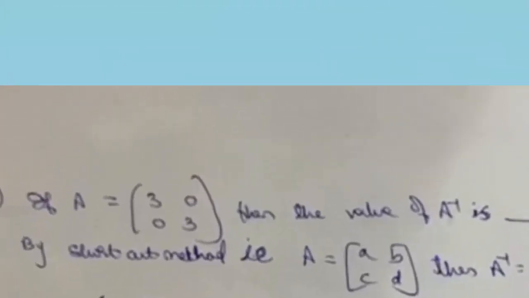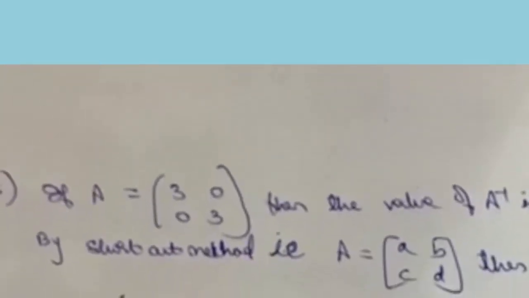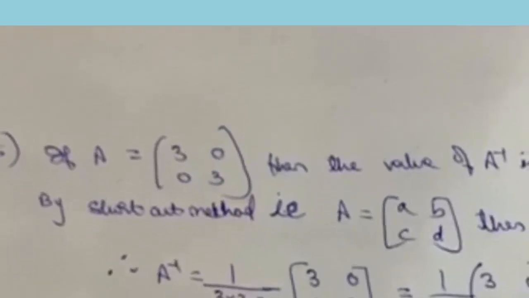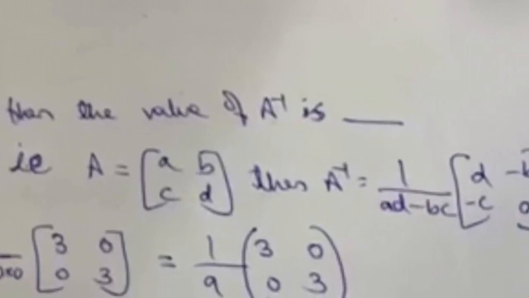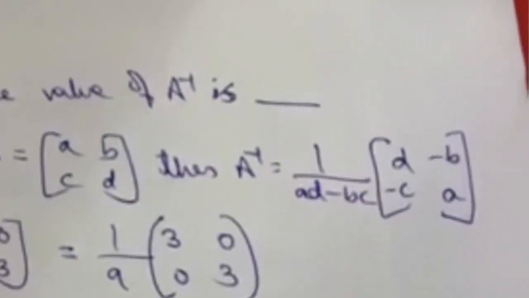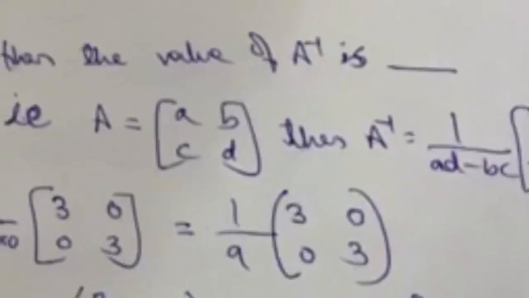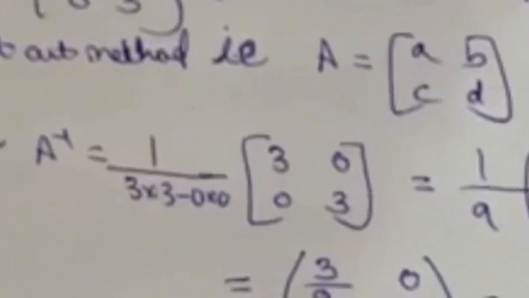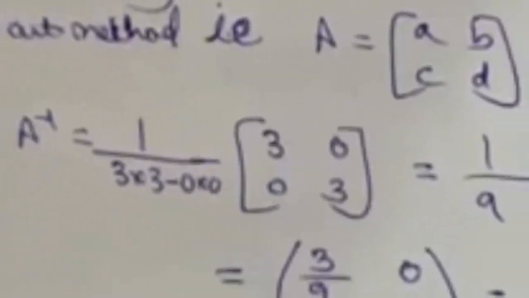Question number 25. If A is a matrix of order 2 by 2 and the elements are 3, 0, 0, 3, then the value of A inverse is. By the shortcut method, that is, if A is a matrix of order 2 by 2 and the elements are A, B, C, D, then A inverse is 1 upon AD minus BC into the matrix D, minus B, minus C, A. Therefore, A inverse is 1 upon 3 into 3 minus 0 into 0 into the matrix 3, 0, 0, 3, which is equal to 1 by 9 into the matrix 3, 0, 0, 3.